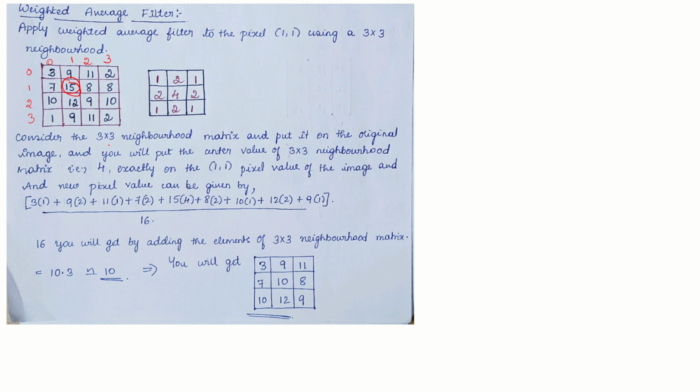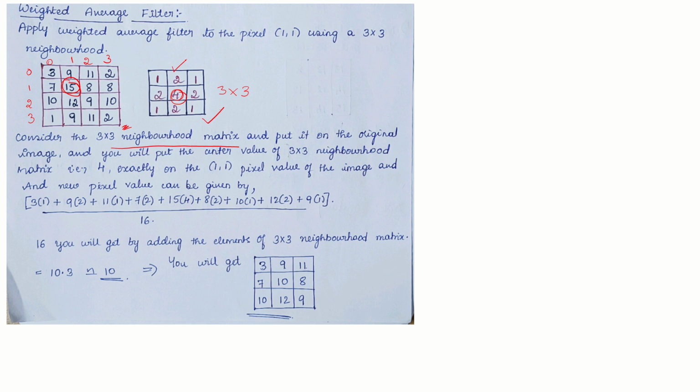Here we have to consider one 3 cross 3 neighborhood matrix. Let us consider this as our matrix 3 cross 3. This is the 3 cross 3 neighborhood matrix. We have to put this on our original image, this one, in such a way that the center value of this 3 cross 3 neighborhood, that is 4, is exactly on my 1 comma 1 pixel, that is 15 here in the image. Now I have to perform the calculation.